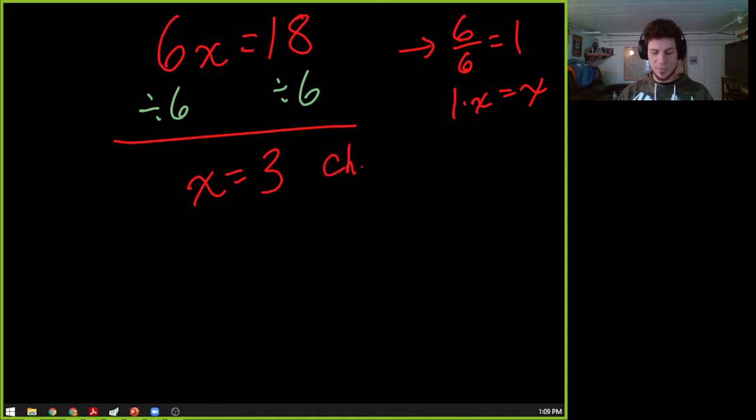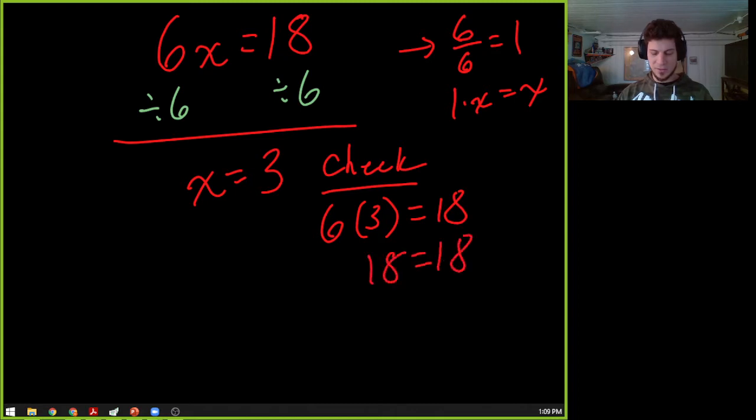We can check that by plugging in our numbers. 6 times x, we're saying is 3, equals 18. 6 times 3 we know is 18. That does equal 18. This is true. Put a nice big check. We are done here. No problemo.